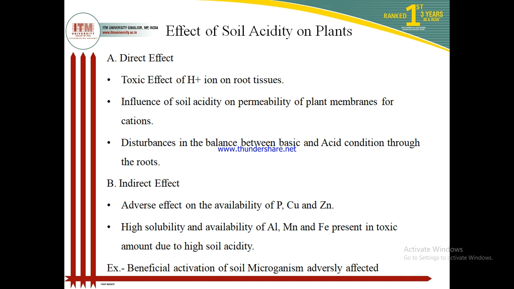Now, indirect effects: adverse effect on the availability of phosphorus, copper and zinc; high solubility and availability of aluminum, magnesium, manganese and iron present in toxic amounts due to high soil acidity. Beneficial soil microbial activity is adversely affected.